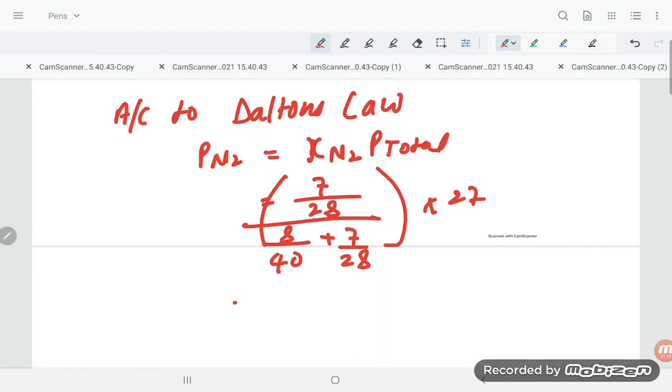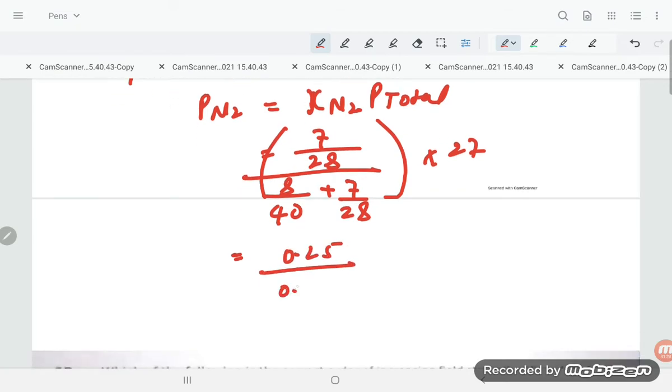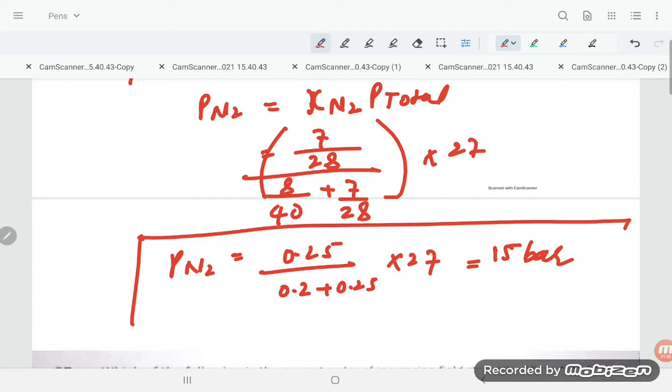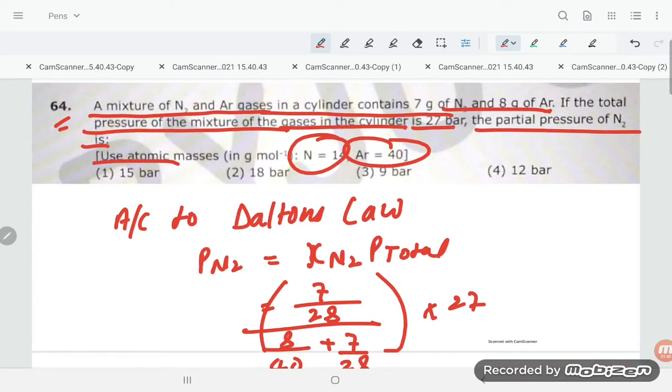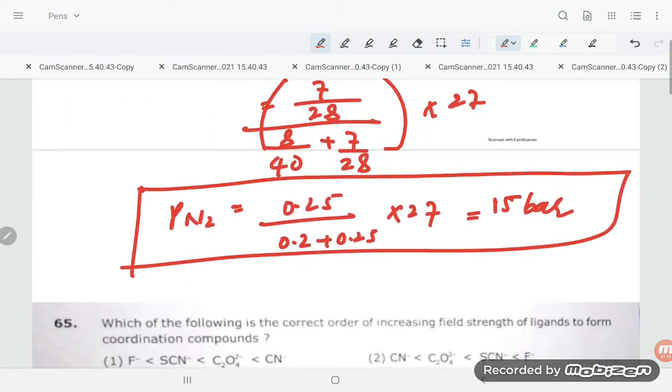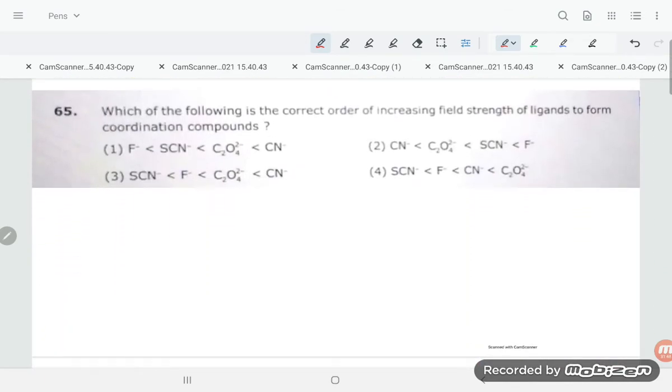So you solve it, student. Here 0.25 will come, and downside 0.2 plus 0.25, multiplied by 27. If you solve for P of N2, it will come to 15 bar. This is our required answer, student, 15 bar. So our option will be option number 1, dear student. Let us move to question number 65.